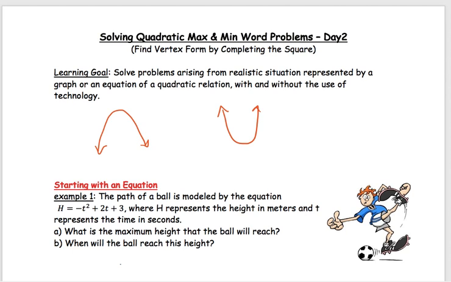Okay, so last day we were trying to find, if it was 60 meters here, what are these two times, or distances across the field, and so forth. That's what we did last day. But today, instead of finding the x-intercepts and zeros, we're going to find where the max point is, or where the minimum point is in the problem. And again, what you're doing today is finding the vertex.